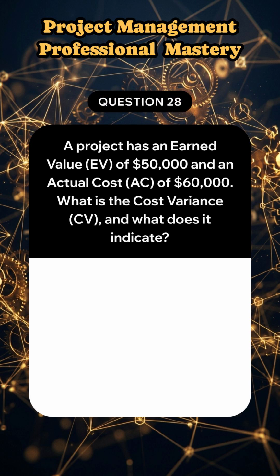A project has an earned value of $50,000 and an actual cost of $60,000. What is the cost variance, and what does it indicate?